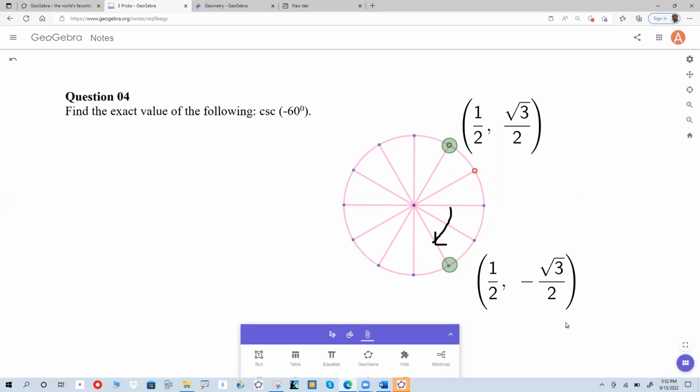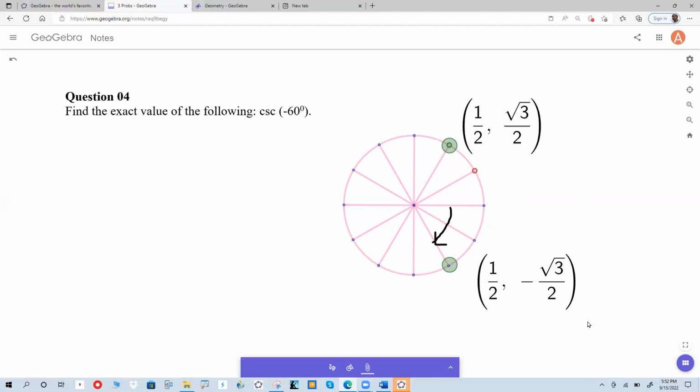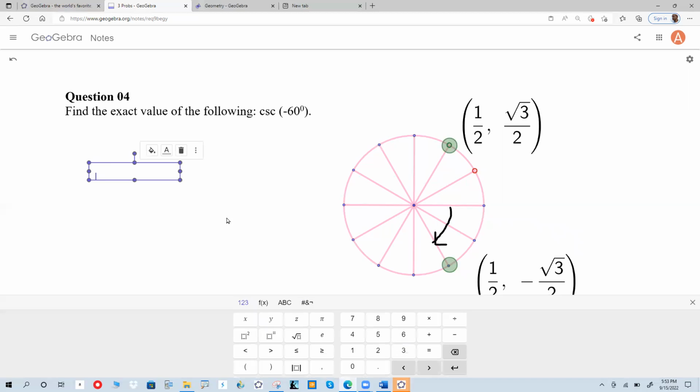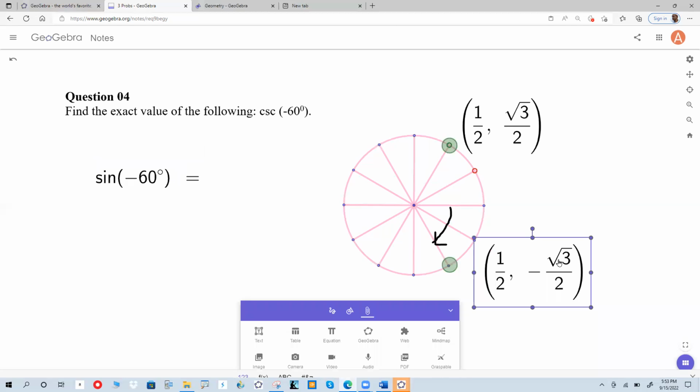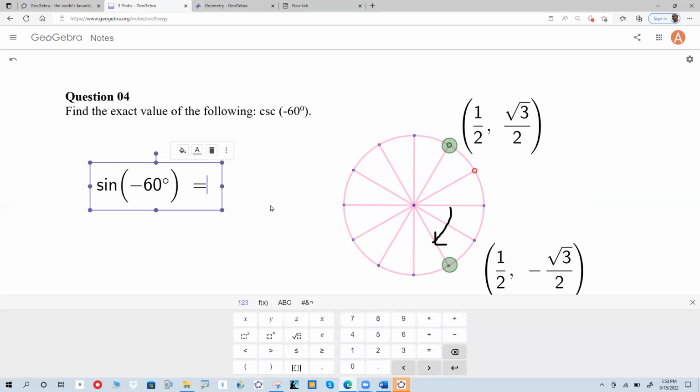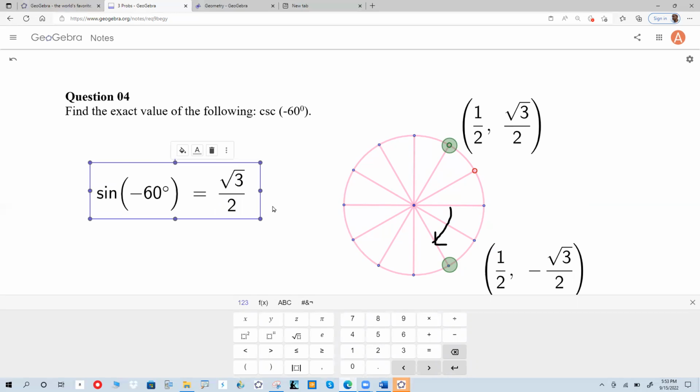Now, just like before, to find cosecant 60, I need to know sine negative 60. Let's write it down here. I need to know sine negative 60. Now, that is simply the y coordinate right here. I know you can't see it. Y coordinate right here. And yes, that's negative square root of 3 over 2. And don't forget the negative sign.